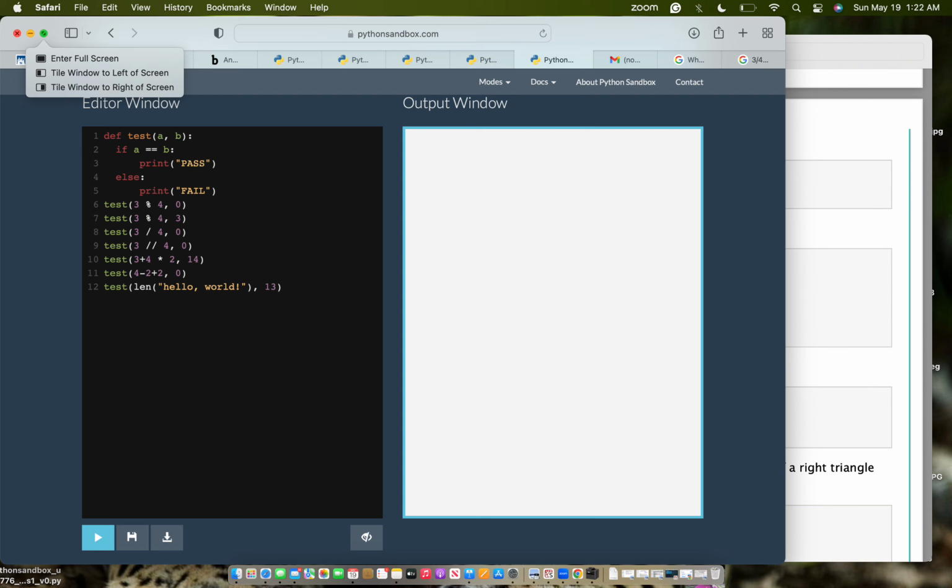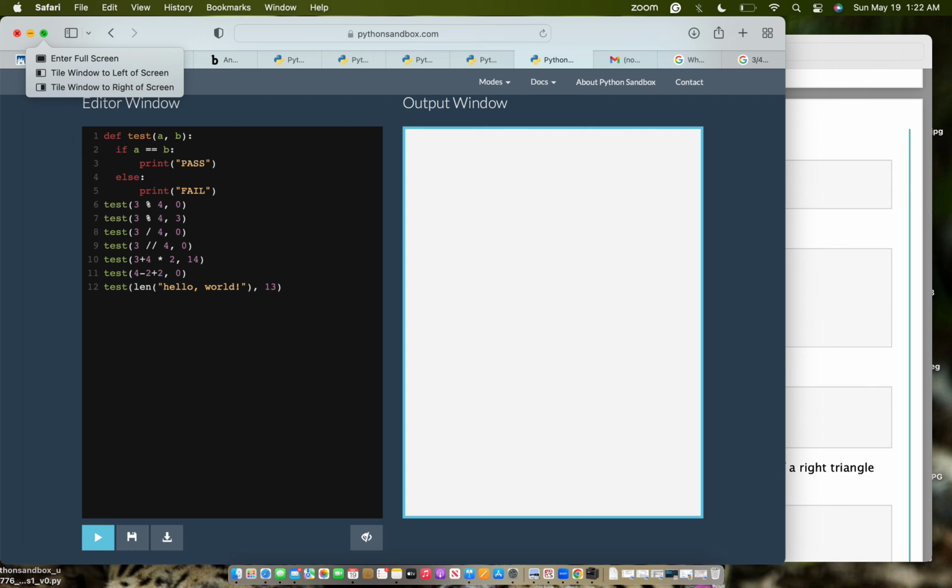Defining test as being A, and then our B value, and then defining the test as this if else statement where if A is exactly equal to B, then it should print pass, and if it's anything other than that, it should print fail. And then lines 6 through 12 are just our tests.